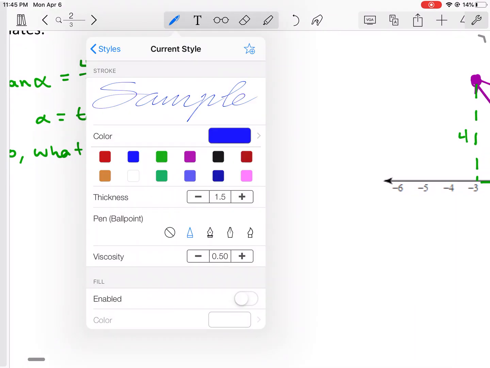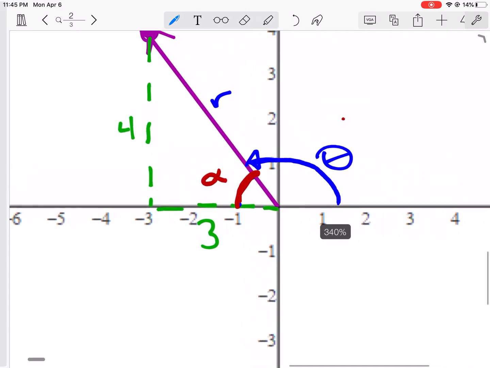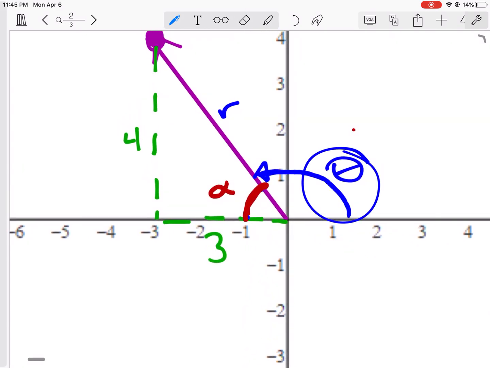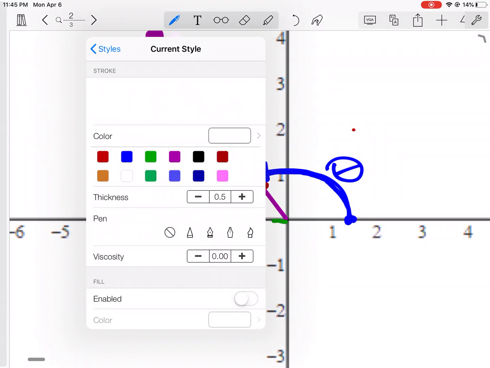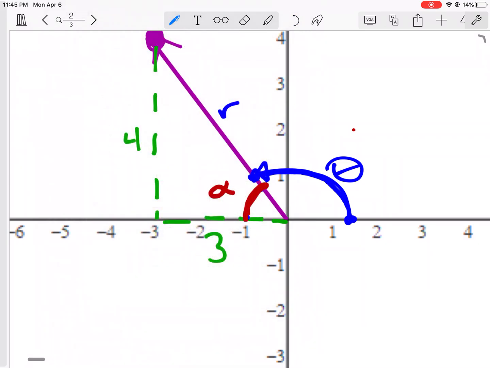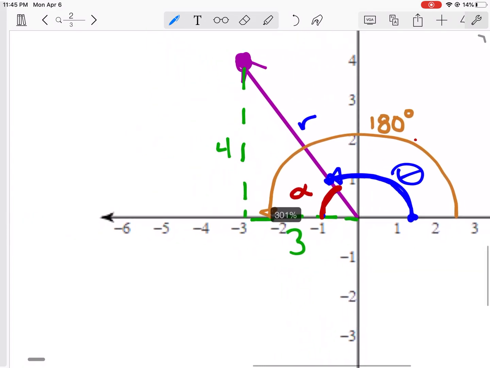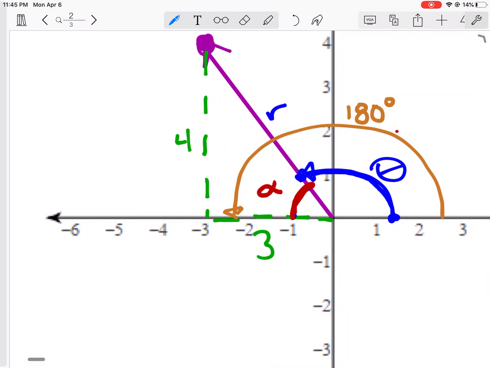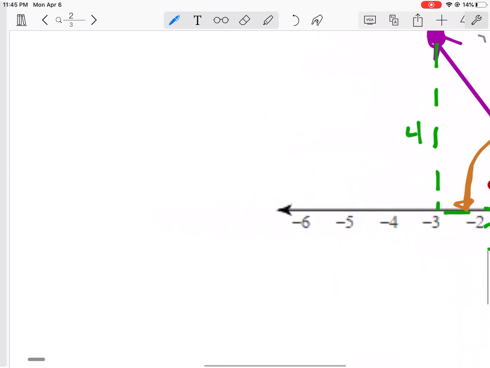All right, coming in here then and looking at theta, it starts here and goes all the way over to this point. Alpha covered this much distance, but what we also know is that from here all the way around, well, how many degrees is that? It's half of a circle, which we know is 180 degrees. So to figure out theta, theta is 180 degrees, take away whatever alpha is. That should give us theta.